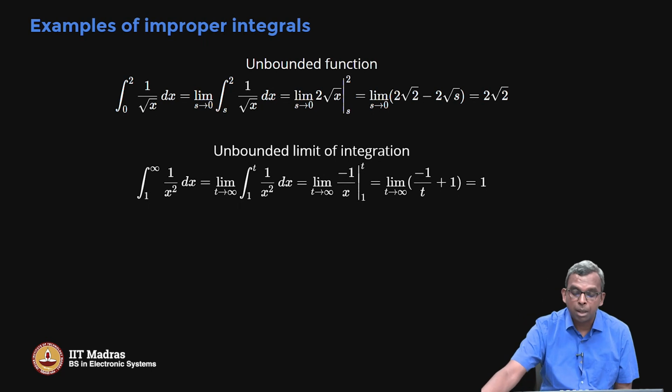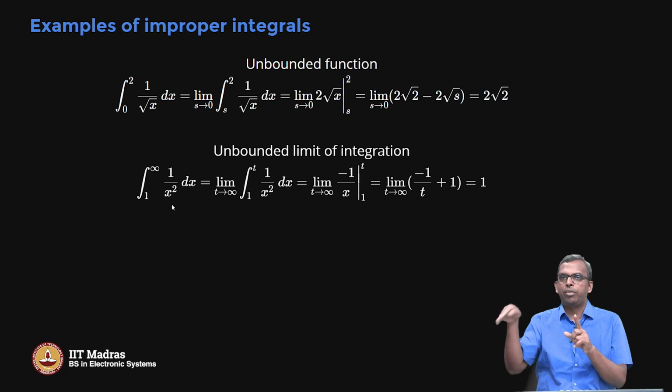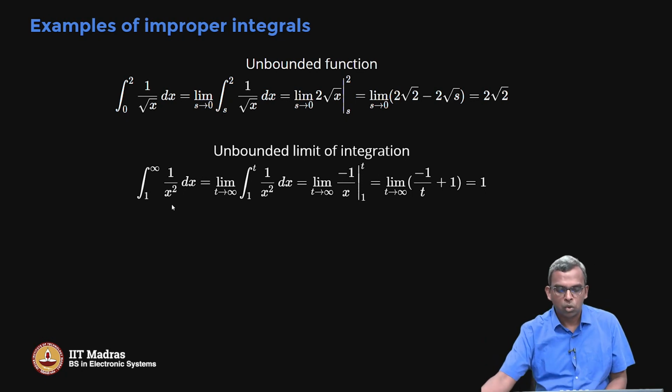You may also have an unbounded limit of integration. So, how does that work? You can do an integral from 1 to infinity of 1 by x squared dx. You can imagine 1 by x squared, from 1 to infinity, is falling. So maybe the area is very small, maybe the area will be something finite. So how do you actually define this? This should be a limit as t tending to infinity of integral 1 to t of 1 by x squared. This is the proper way to define it.